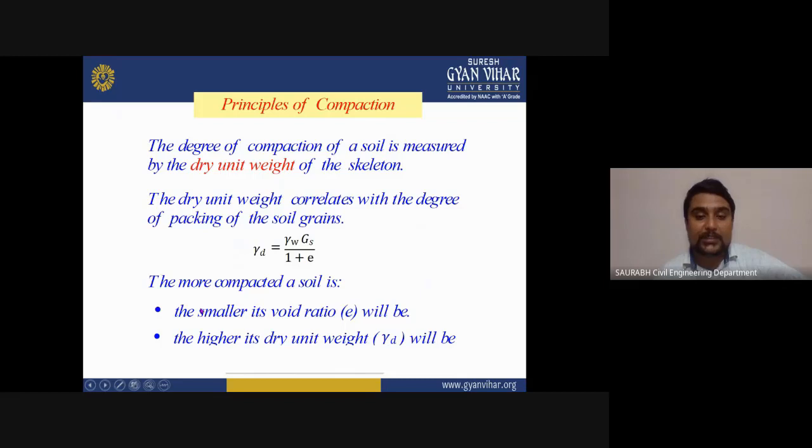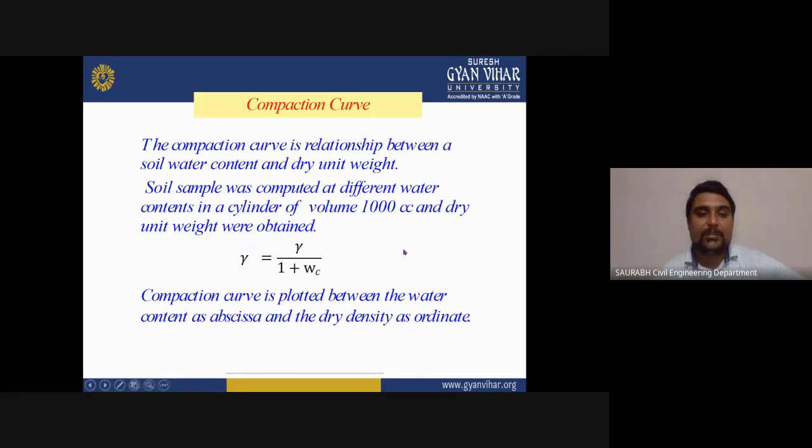The more compacted the soil is, the smaller its void ratio e will be, and the higher its dry unit weight, gamma d, will be. It means if your soil is fully compacted, then the air voids will be less and the dry unit weight will be higher. Now we will see the compaction curve.